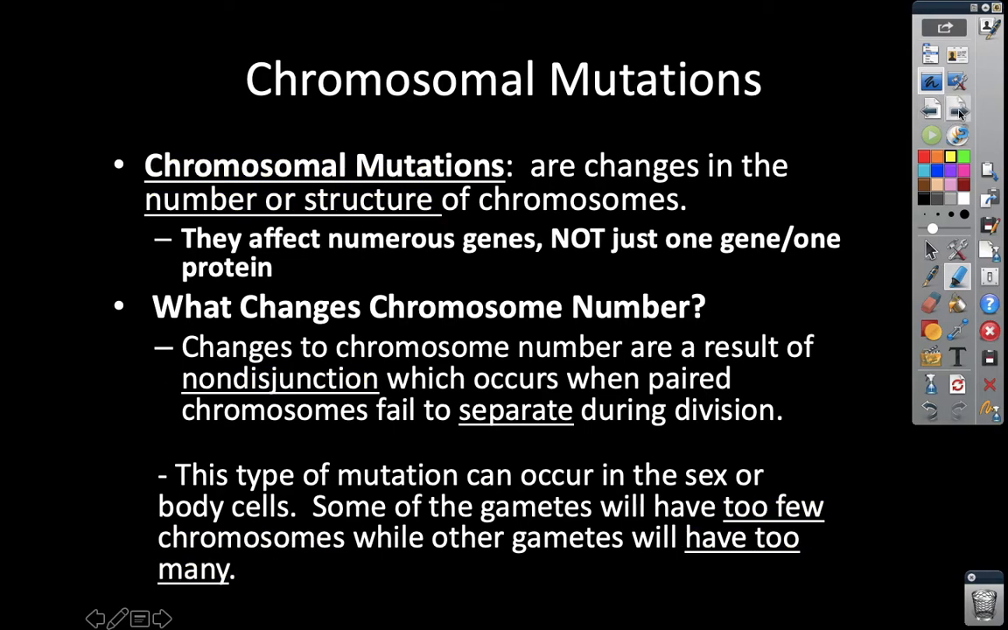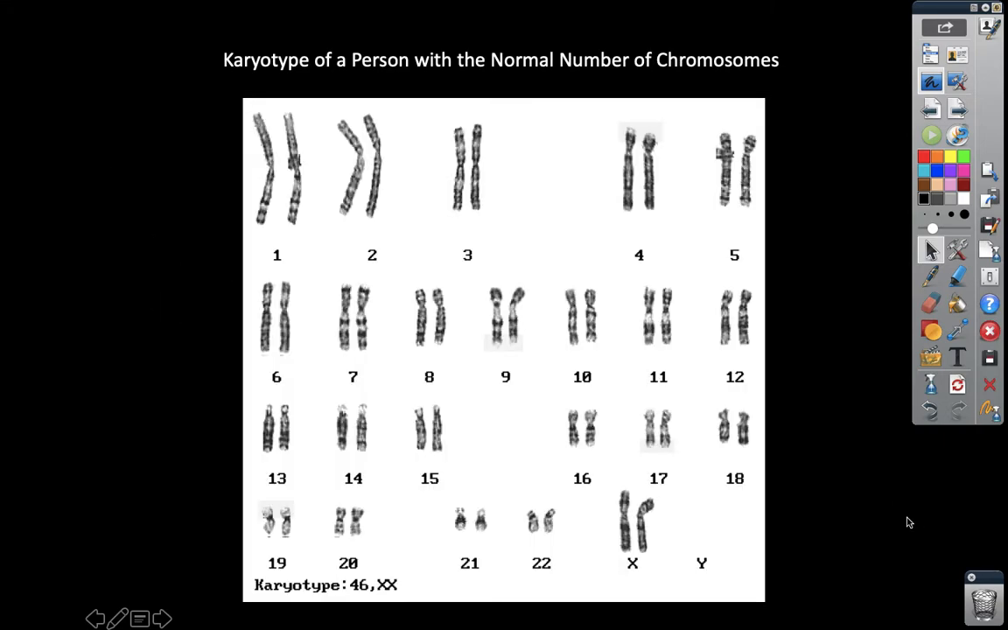All right, so now let's look a little more closely at our changes to chromosome number. So how would we even know that somebody has the wrong number of chromosomes? When we suspect that a person might have a chromosome number disorder, we take a picture of their cells during metaphase, and we then put the chromosomes into pairs based upon their size and their banding patterns. And we'll talk more about how to interpret karyotypes in another video lesson later on.